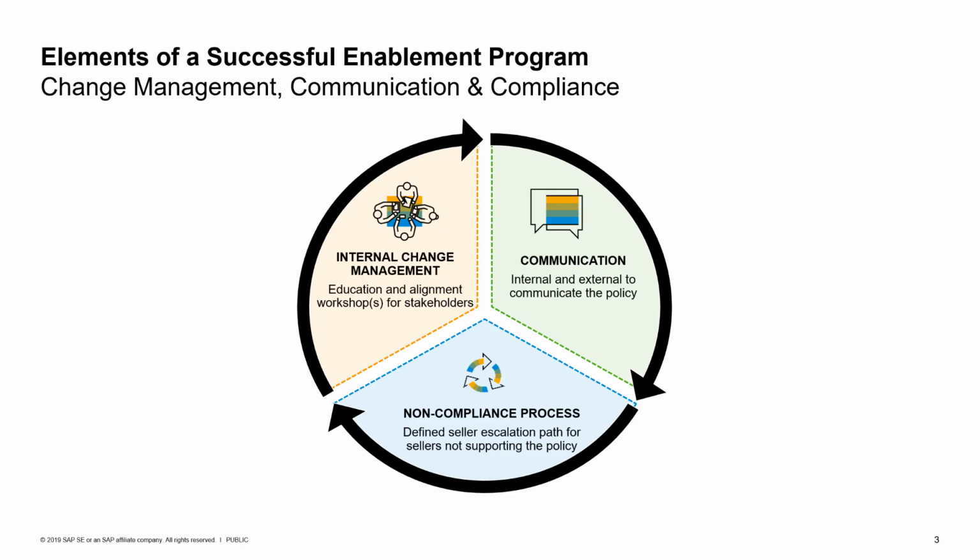There are three essential elements of a successful supplier enablement program. The first is internal change management for key stakeholders within your organization. The second is a robust communication plan for both internal and external messaging. And the third is a well-documented non-compliance process for suppliers who choose to not follow your organization's automation policies.